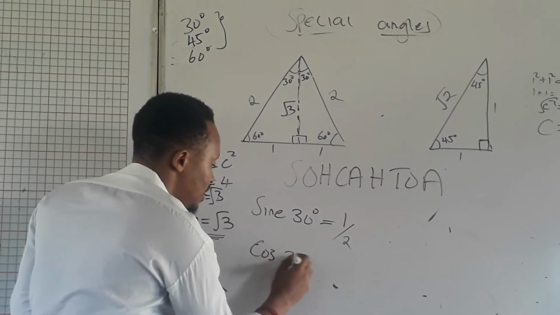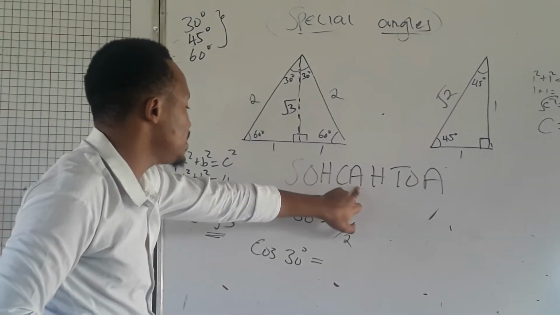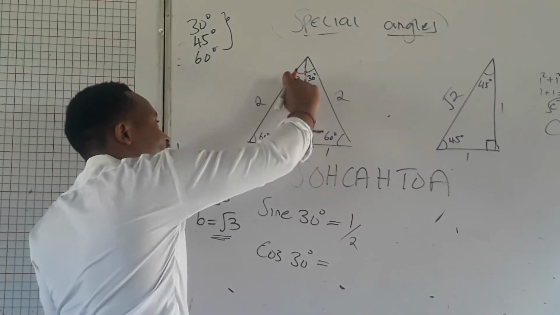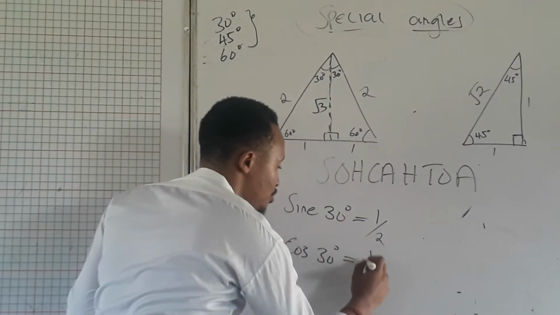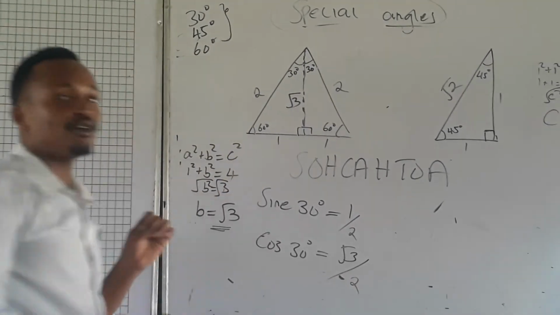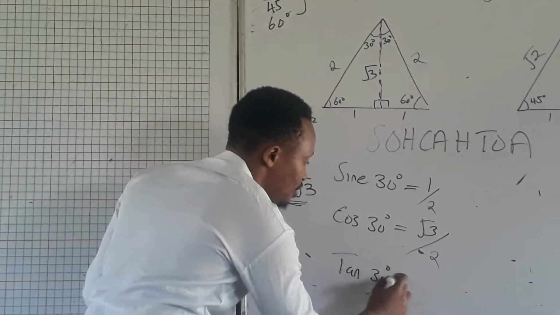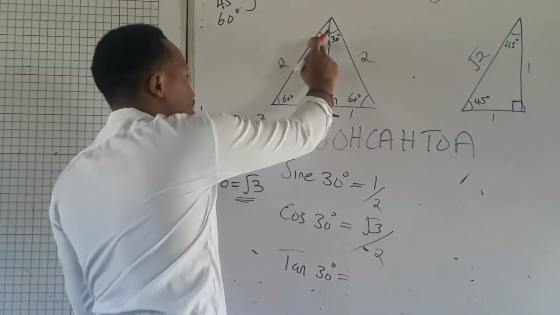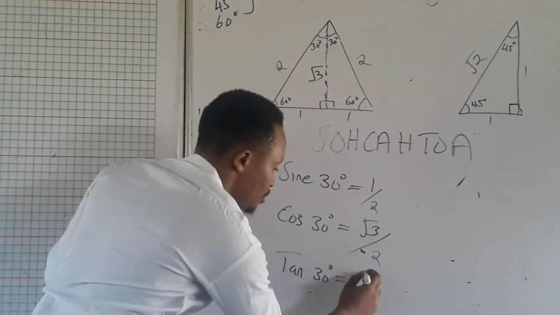Cos 30 degrees is equal to what? Cosine means adjacent over hypotenuse. So cos 30, the adjacent is root 3. Very good. Root 3, and the hypotenuse is what? 2. Are you together? Yes. Then tan 30 degrees. Tan 30 degrees is going to be opposite over adjacent. So opposite here for 30 degrees is what? 1 over root 3. So it's going to be 1 over root 3.